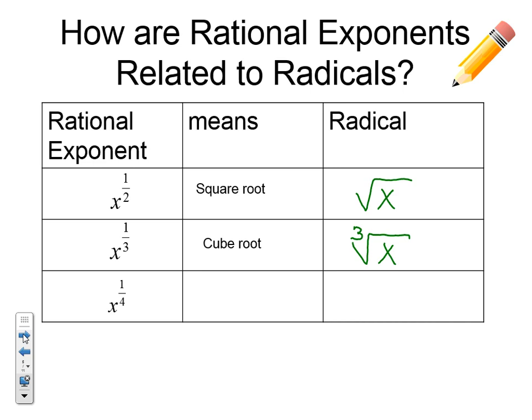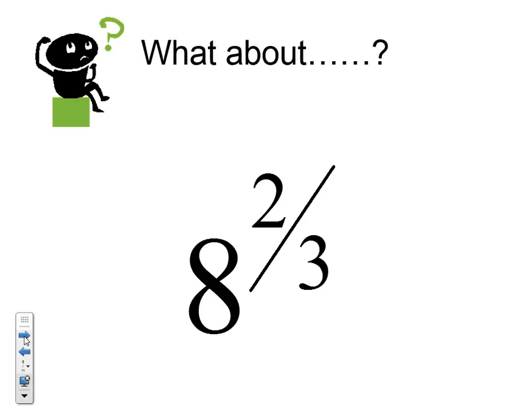And we can continue on. If I said x to the 1/4, that means we're going to take the fourth root. And the way we're going to write that is the same thing here, x, but we're going to put a 4 there. Okay, we can do this for any number. We can take x to the 1/9, which would be the 9th root, so on and so forth. Okay, make sure we get this whole table written down in our notes, please.